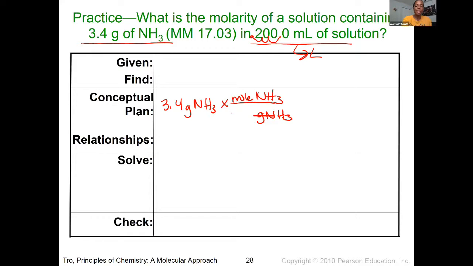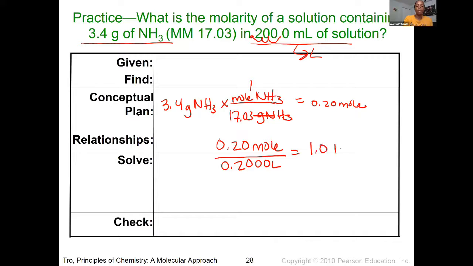Grams of NH3 on the bottom. They've given us the molar mass in this case, so just go ahead and take that as is, 1 on the top. So 3.4 divided by 17.03, and that gets us 0.1996. So really we can round that up for 2 sig figs, 0.20 moles. And then we take our 0.20 moles and divide it by our volume in liters, so 0.200, and that would give us 1.0 molar as the molarity for this solution. Okay.